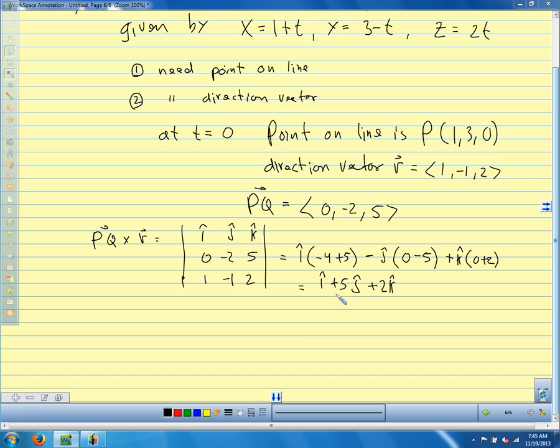And finally, our distance is the magnitude of this divided by the magnitude of our direction vector. So our distance is the square root of 1 plus 25 plus 4 divided by the magnitude of our direction vector, which is the square root of 1 plus 1 plus 4. There's where our square roots come in. I get the square root of 30 divided by the square root of 6, or the square root of 5. So the distance between that point and that line is square root of 5 units.